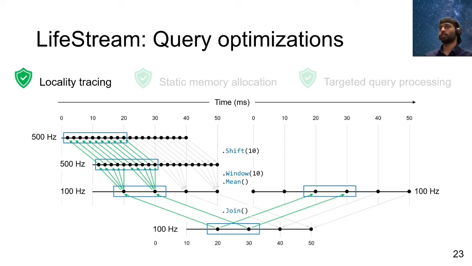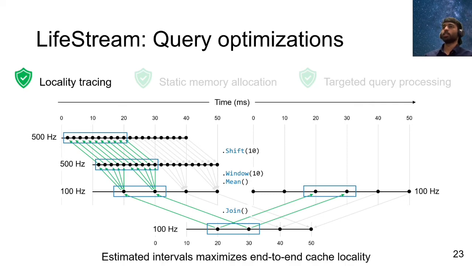Operating on these intervals means that the intermediate events generated are going to be fully consumed by the immediately following operation. This maximizes the end-to-end data and instruction locality of the entire pipeline.